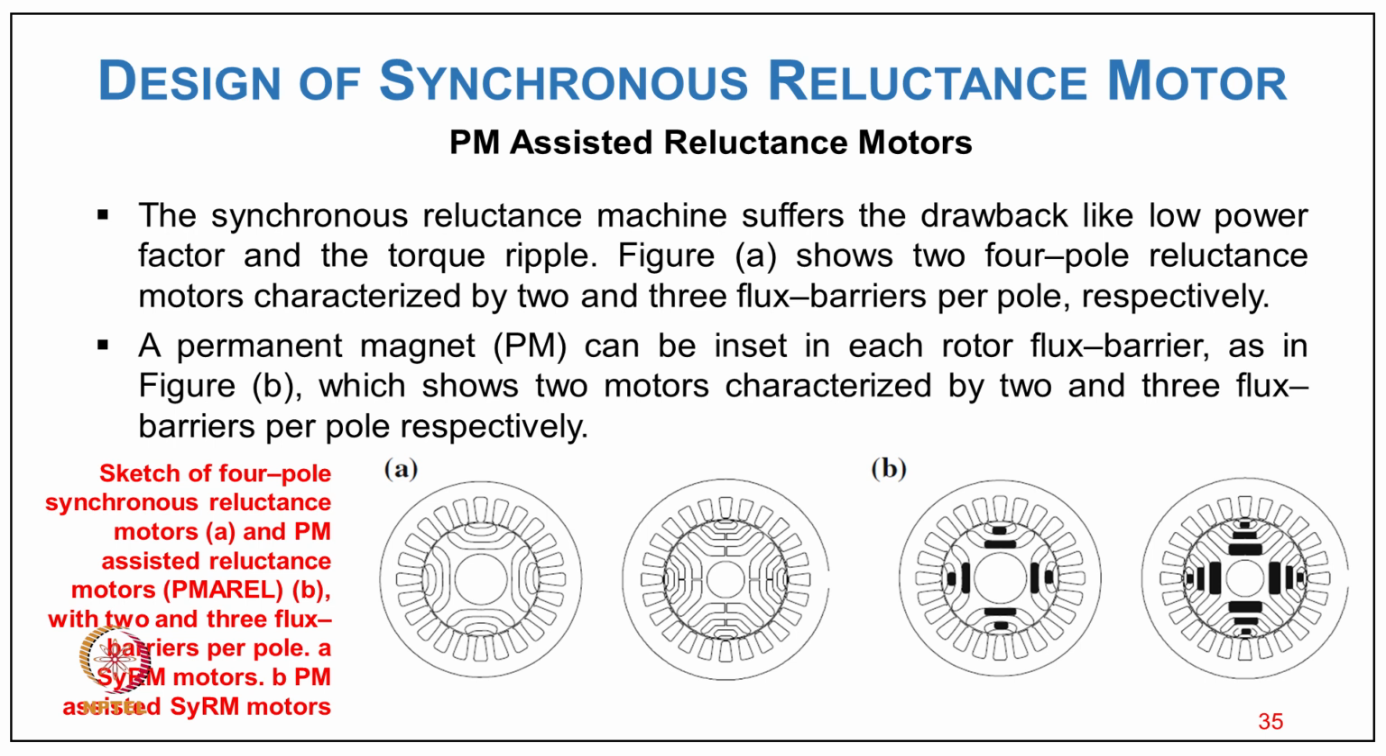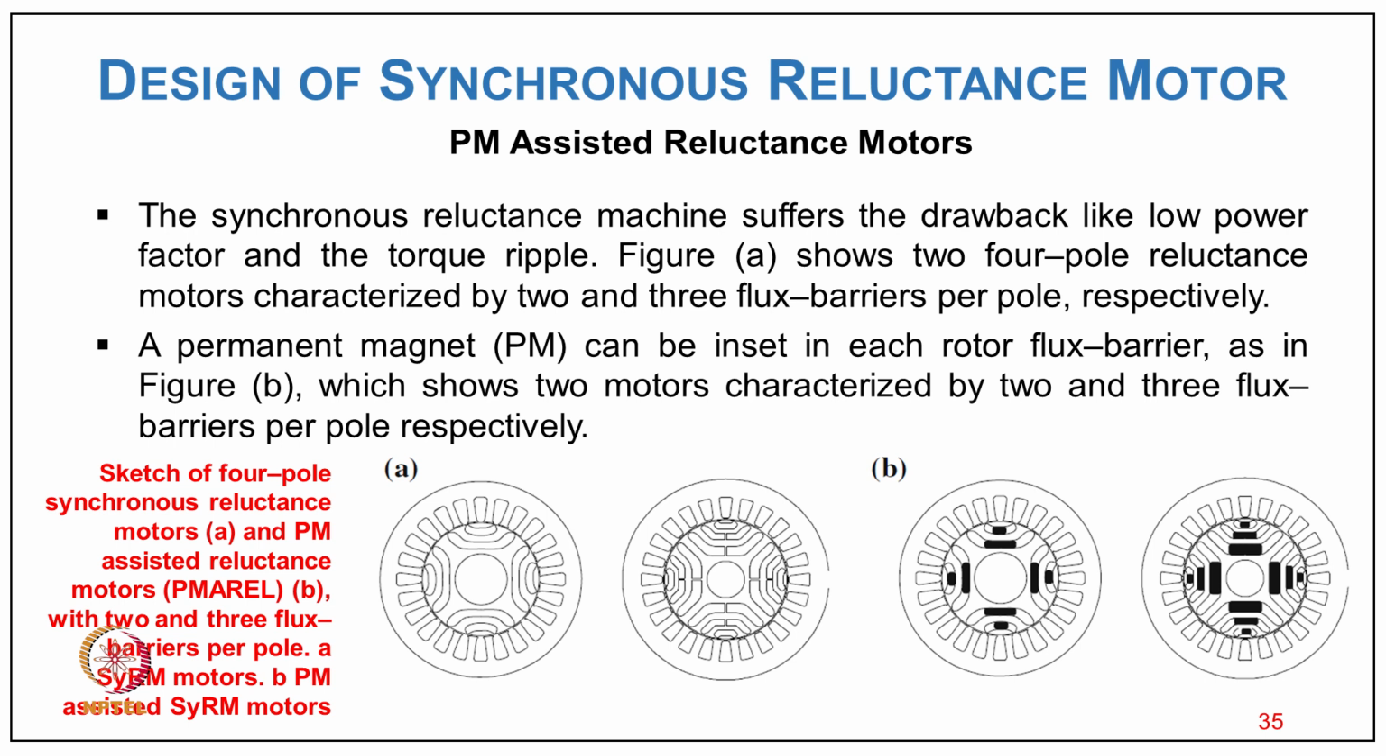Now coming to the typical design of PM assisted reluctance motor. So synchronous reluctance machine suffers a drawback like low power factor and torque ripple. Figure A shows the two four pole reluctance motors characterized by 2 and 3 flux barriers per pole respectively, and the permanent magnets can be inserted in each rotor flux barrier as in figure B, with the two motors characterized by 2 and 3 flux barriers per pole respectively.